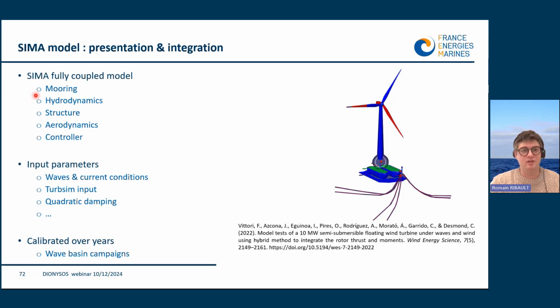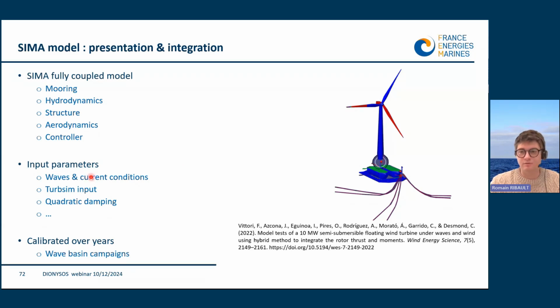the system, and here are some description of the model itself. So for mooring lines, we have a lump mass element. For hydrodynamic, we have an hydrodynamic database from potential theory. On the structure side, we have a rigid body floater and beam elements for both tower and blades.